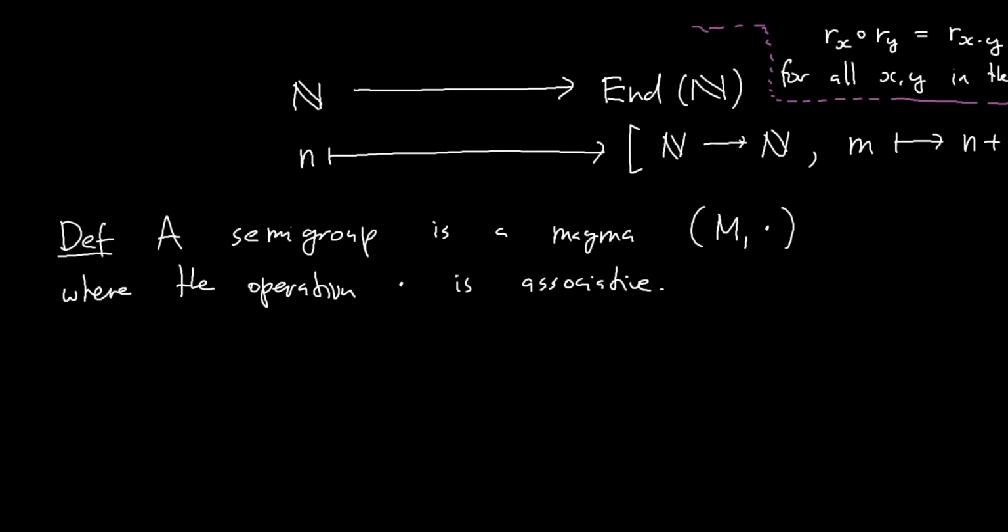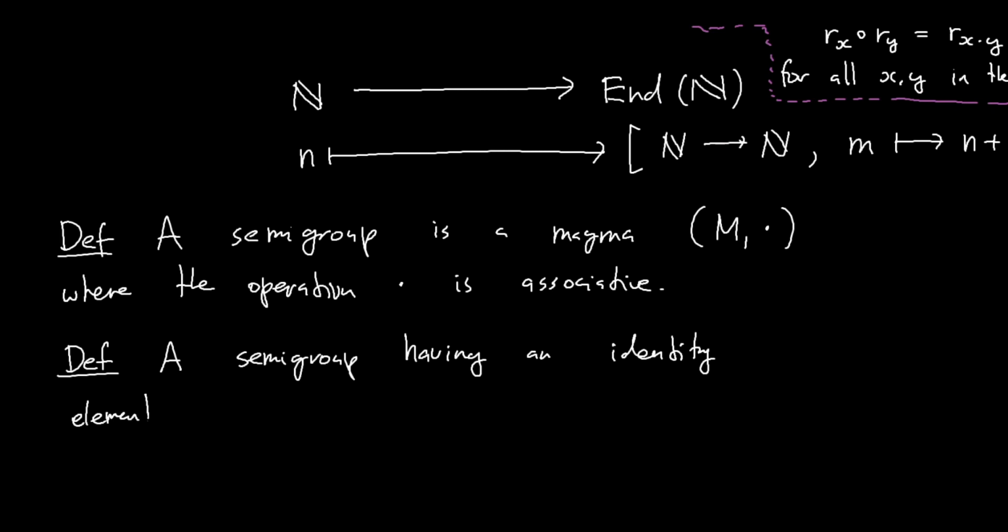If on top of this, we even have an identity element, then there is yet another name. A semigroup having an identity element is called a monoid.